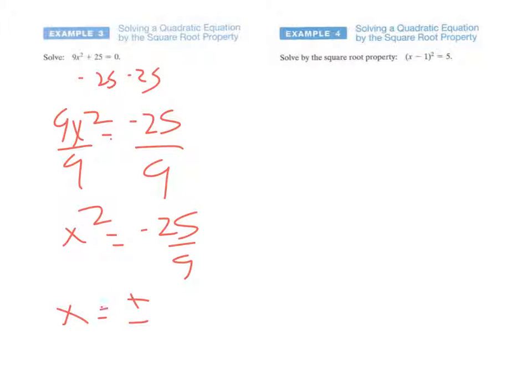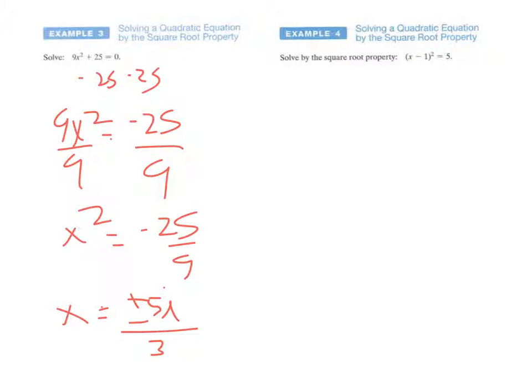And now here's the difference, I have a negative. And if we remember from Algebra 2, that becomes an i. And the square root of 25 is 5. And the square root of 9 is 3. So really we have our answer of plus minus 5i over 3.